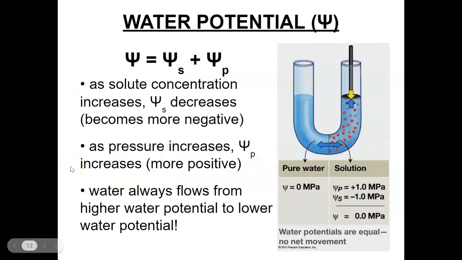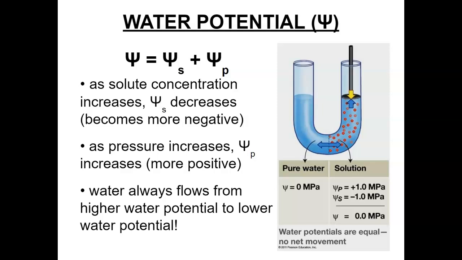So again, here's our equation. Total water potential is equal to the osmotic potential plus the pressure potential. As the solute concentration increases in solution, the osmotic potential actually decreases, and that means that value is going to become more negative. This is because we're always comparing to pure water or distilled water, which would have nothing in it. So pure water always has an osmotic potential of 0. If we're always comparing to 0, then it would always just go down from there. Therefore, it becomes more negative.